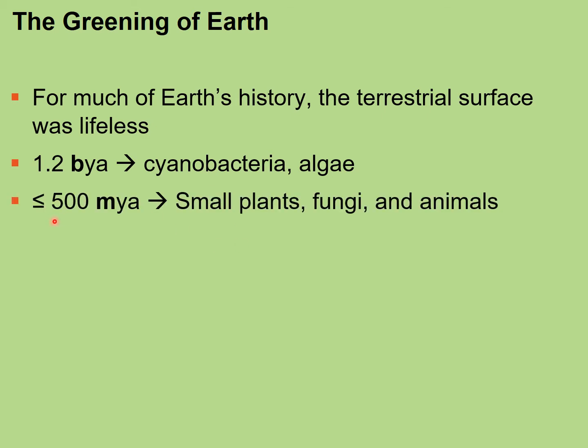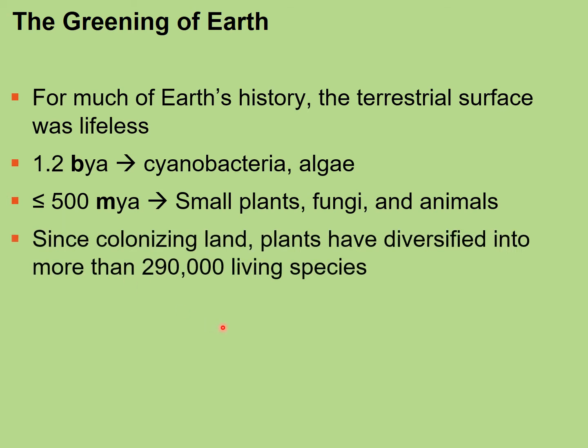Now a whole lot of time passed by before multicellular organisms evolved, and plants are multicellular organisms. It was about 500 million years ago that small plants, and at the same time fungi and animals, started to evolve. Since colonizing land, plants have diversified into almost 300,000 species that are currently living today. There are some extinct species, but of course, new ones arise. We talked a little bit about how species arise and those certain mechanisms that occur in plants. Remember polyploidy.